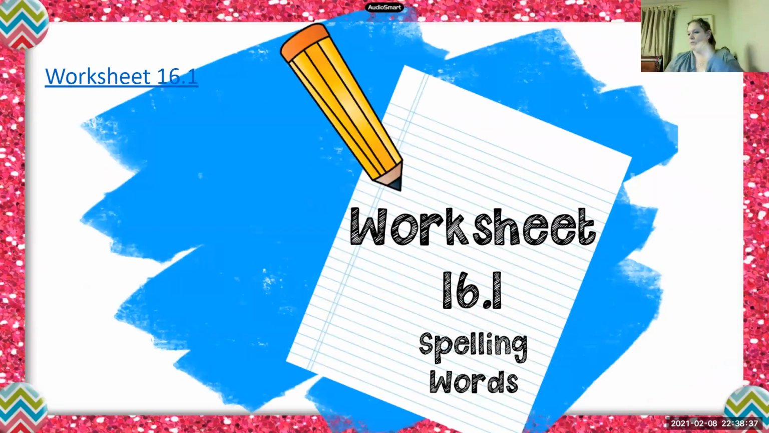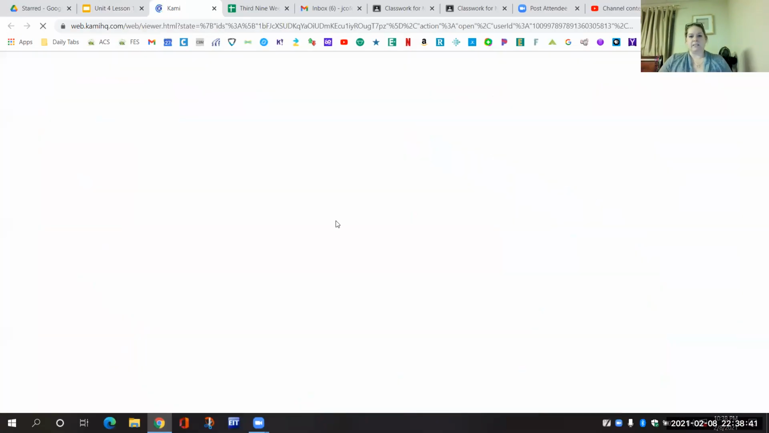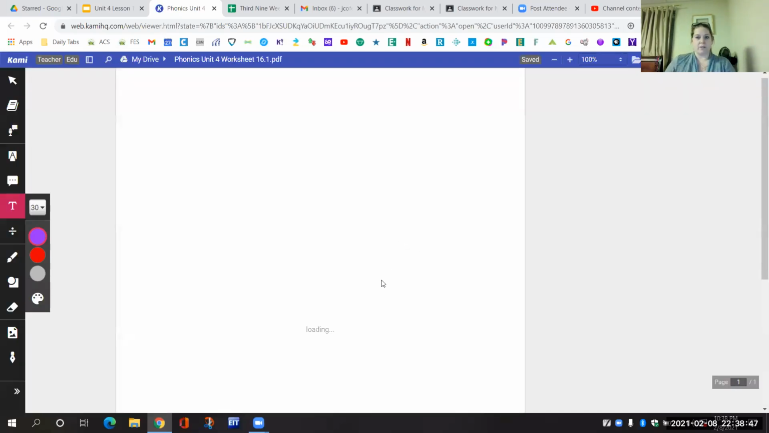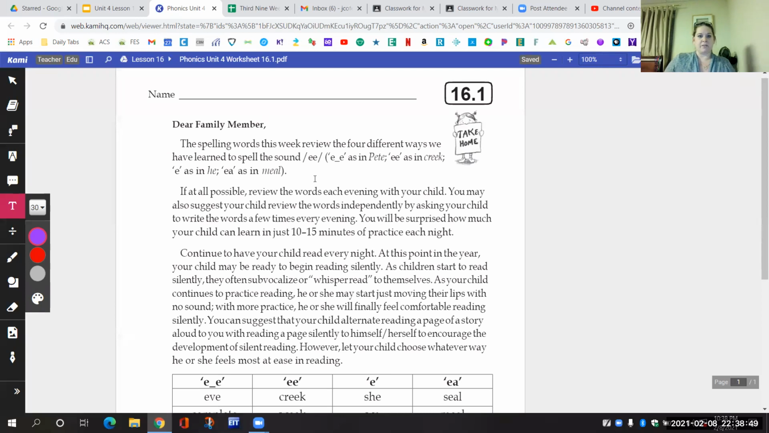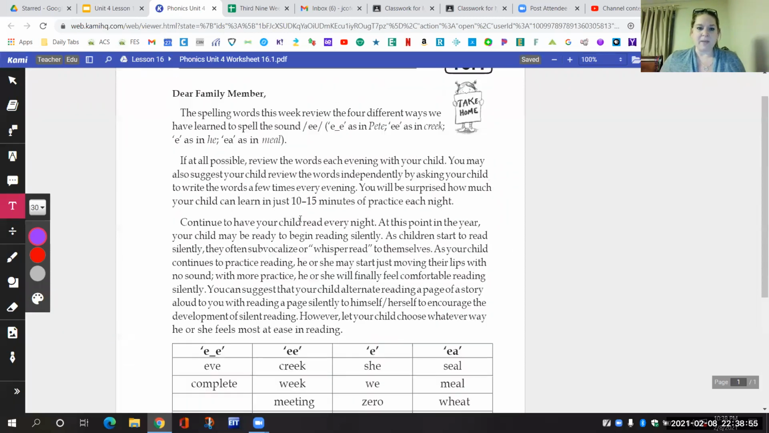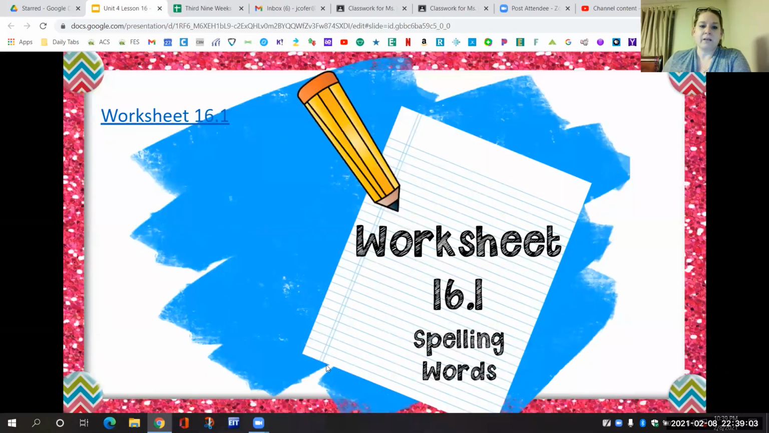All right, so worksheet 16.1 is your grown-ups letter, the parent letter, and it has the list of spelling words on it. Okay, so here's the letter for your parents, your grown-up, and here is the list of spelling words. There's nothing really for you to do on 16.1 other than just make sure that your grown-up reads it. Okay, all righty.